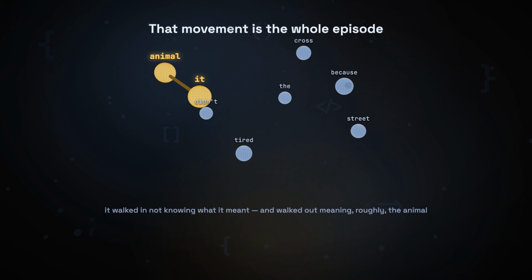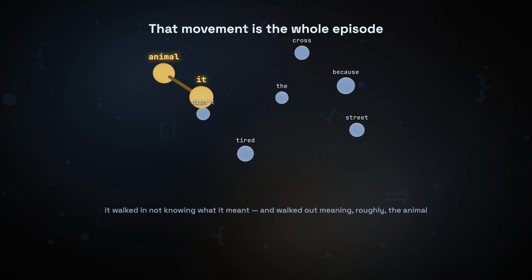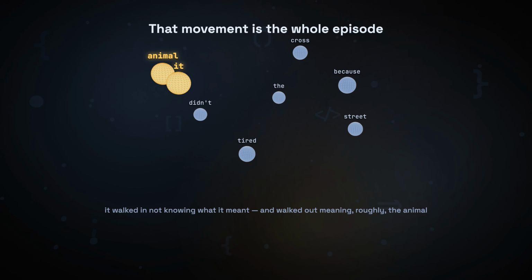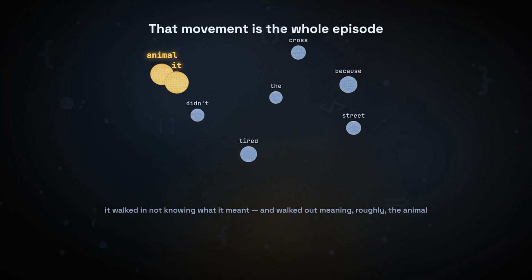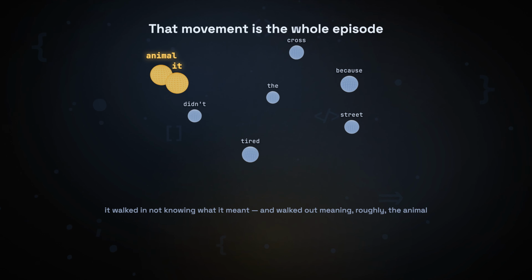Let's go back to the galaxy of meaning and watch this land. There floats the old vector for it, sitting in some neutral, confused spot. Now we apply the blend, and the point drifts, gliding across the space, pulled toward the region where animal lives until it parks right beside it. That movement is the whole episode in one shot.